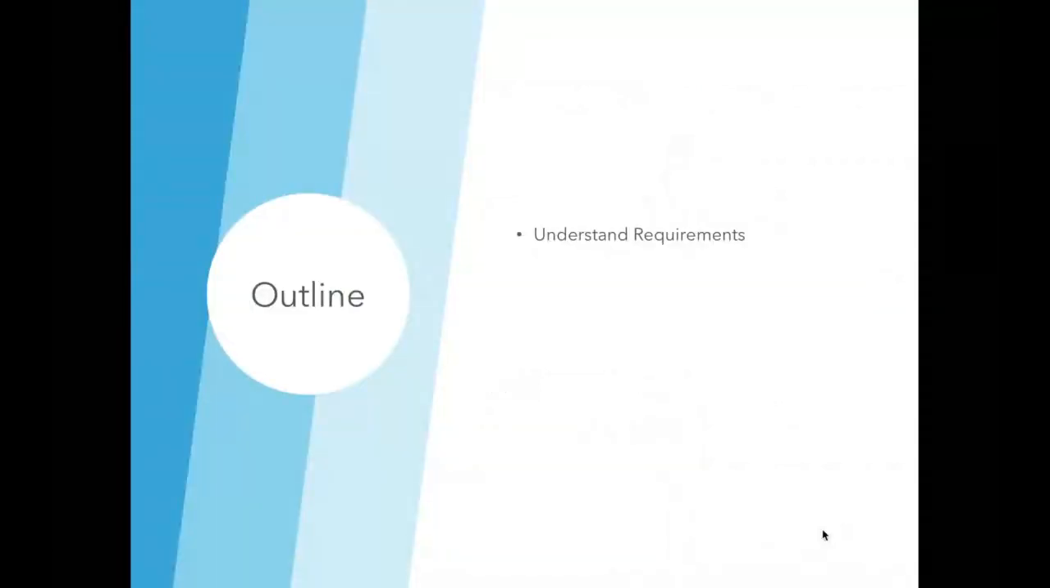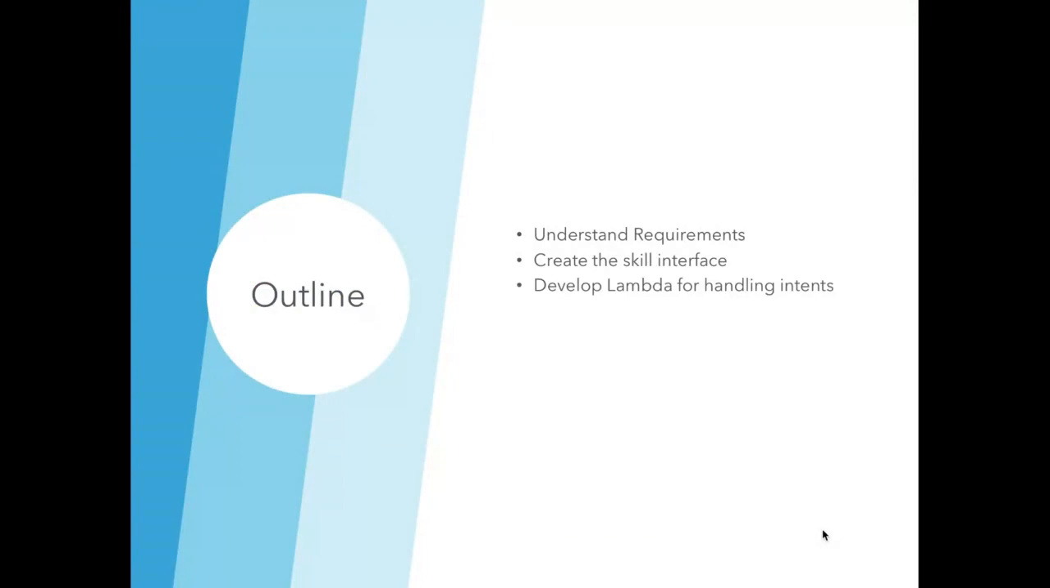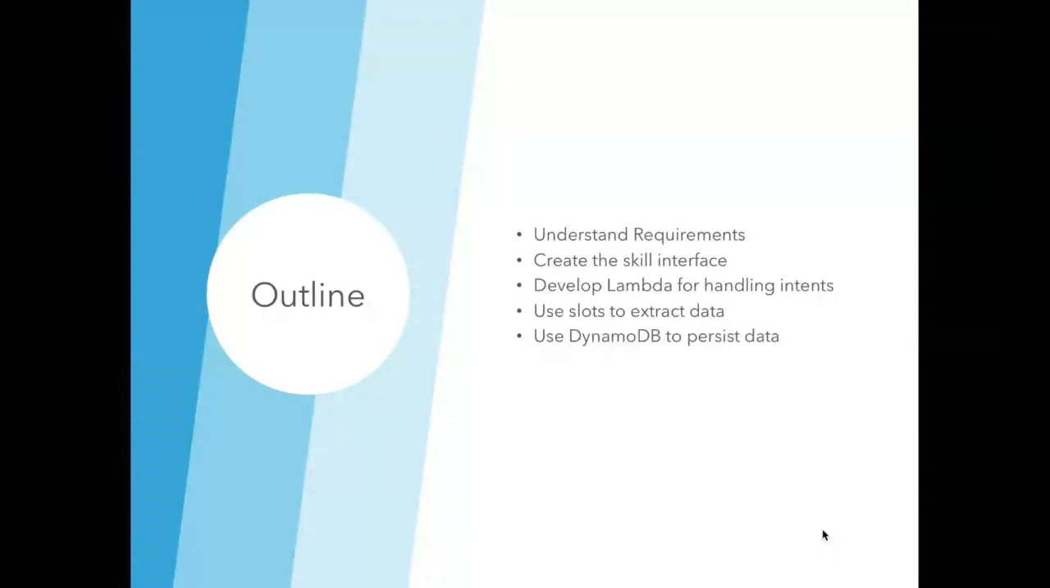So we will begin with understanding the requirements, and from there we will proceed to understanding how we can create a skill interface, and then the skill interface needs a Lambda function working behind the scenes, so we create that as well, and how to handle intents. Then we will see how we can extract the data from the voice commands that the user has given with the help of slots. And finally, we will use DynamoDB to store the data so that we can respond based on the history of the user.